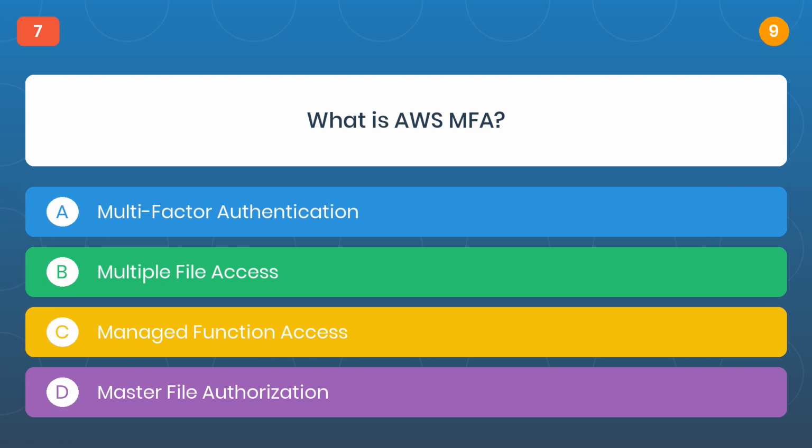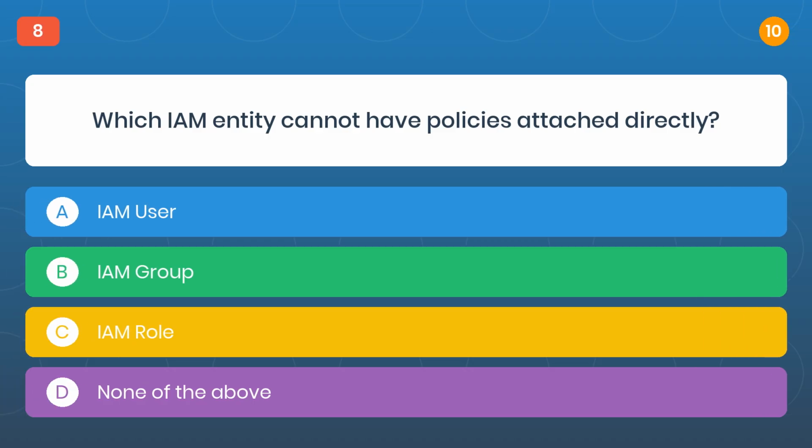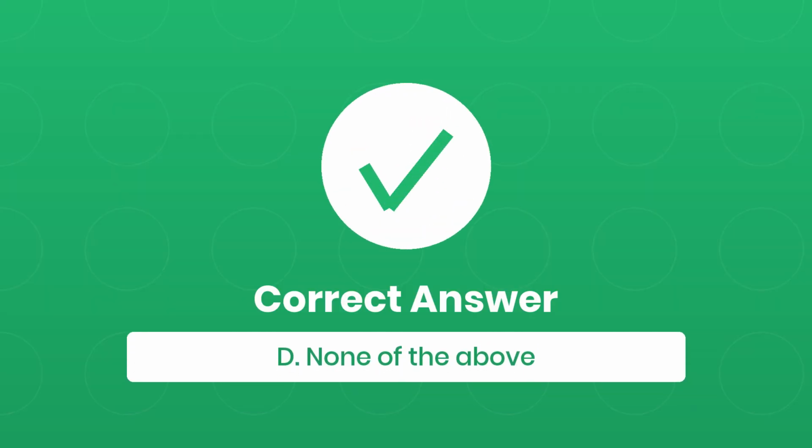Question 7. What is AWS MFA? The correct answer is A, multi-factor authentication. Question 8. Which IAM entity cannot have policies attached directly? The correct answer is D, none of the above.